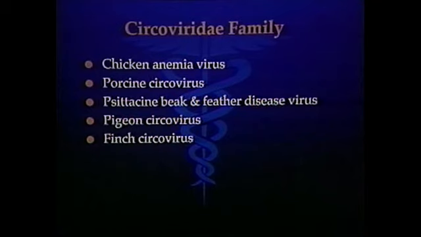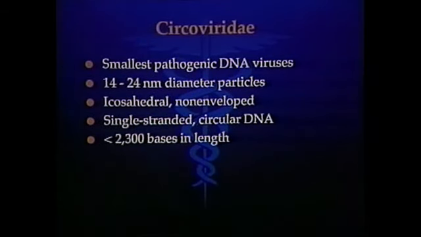Returning now to the avian circoviruses, the first one that I'll talk about is chicken anemia virus. Chicken anemia virus is a member of this small pathogenic DNA virus group. Most of the viruses will range in size from 14 to 24 nanometers in diameter, and they have geometric symmetry to their capsid, which is non-enveloped. Although all of these viruses in the family possess single-stranded circular DNA, chicken anemia virus has the largest genome, approximately 2,300 bases in length.